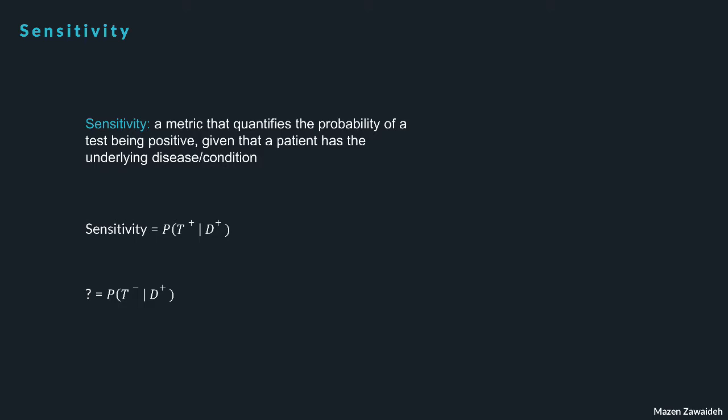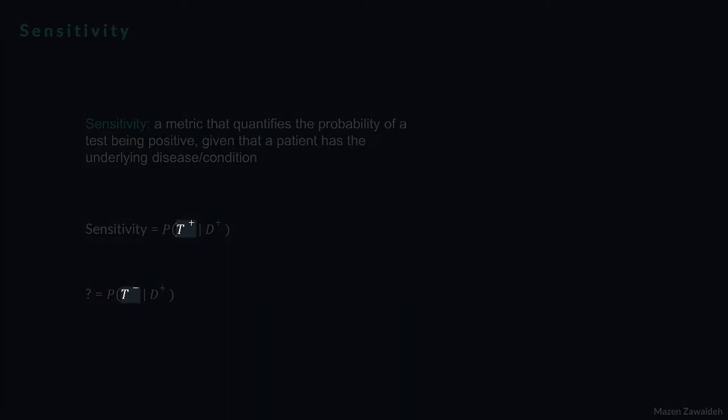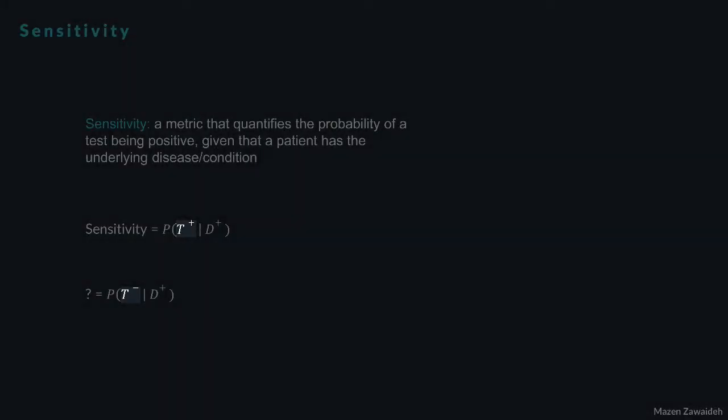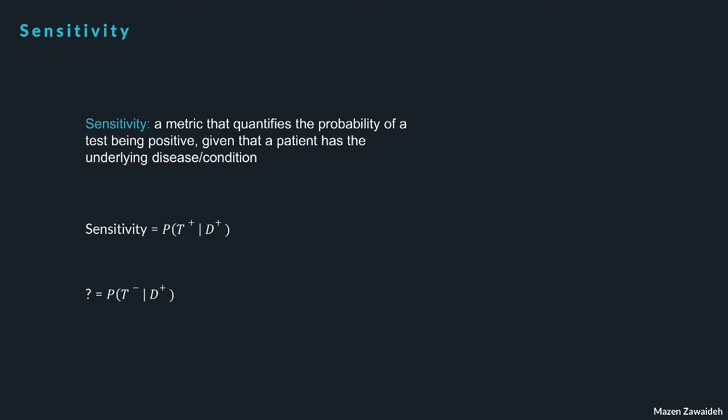For the purposes of this discussion, our diagnostic test can only be positive or negative. Thus, the probability that the test is negative given the disease is present must be 1 minus the probability that the test is positive given the disease is present. That is, 1 minus sensitivity. Take a moment to confirm for yourself that this must be true.